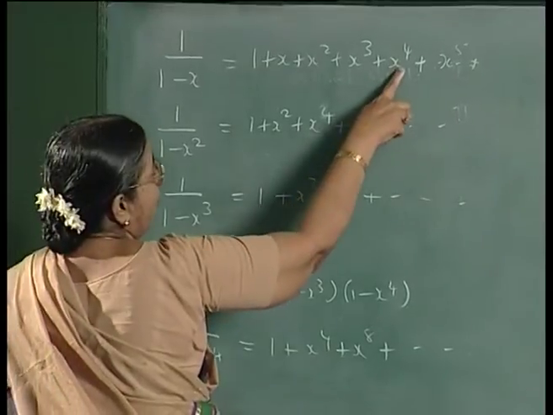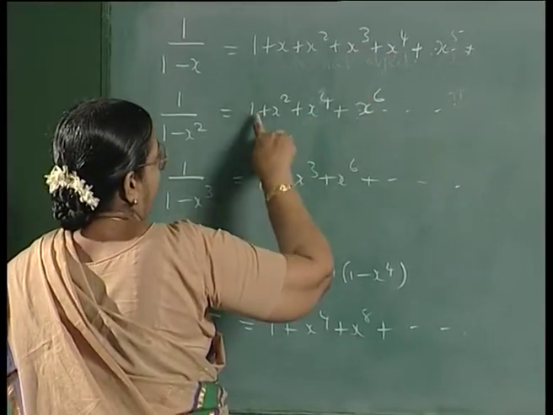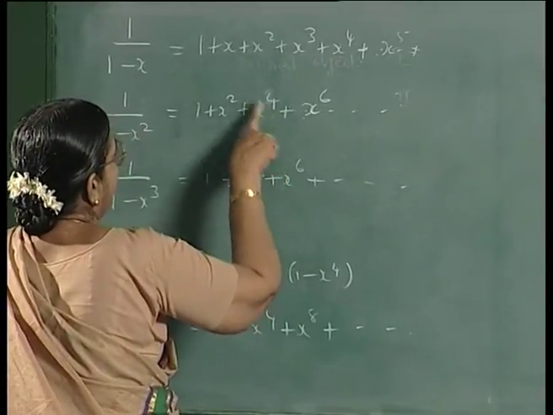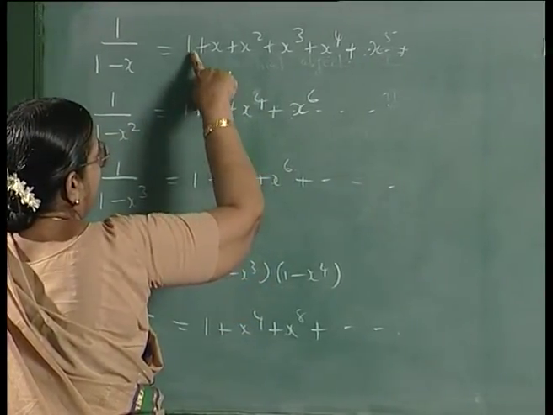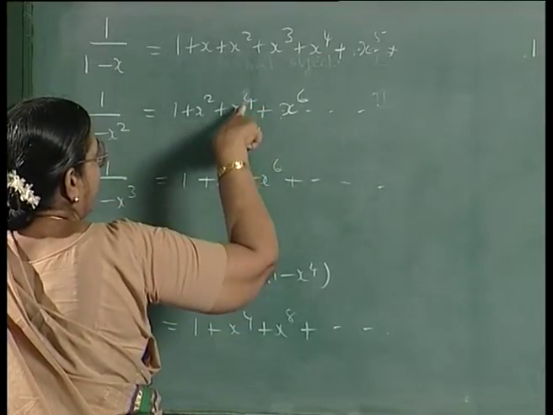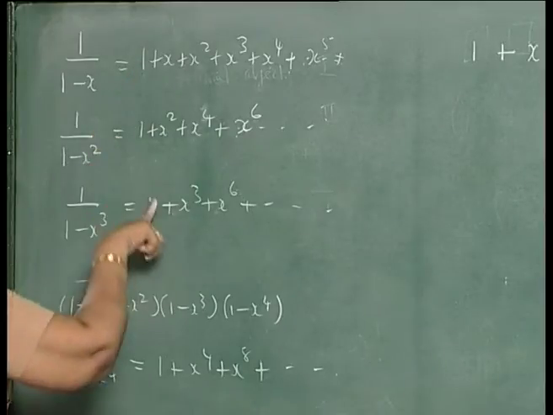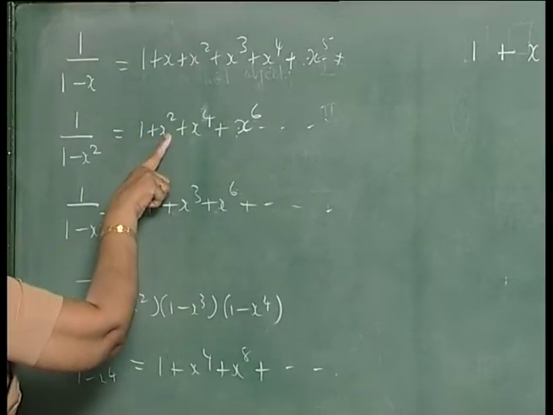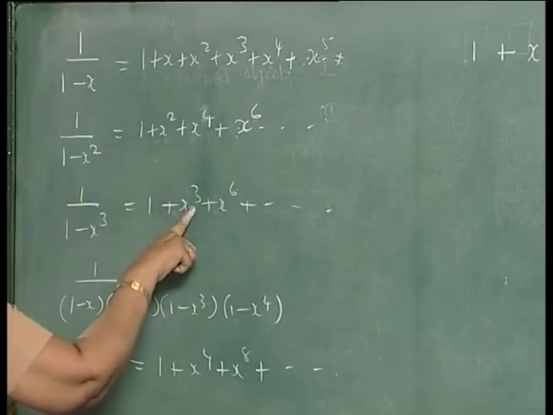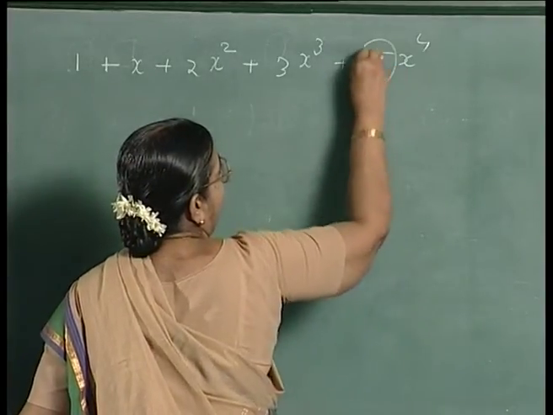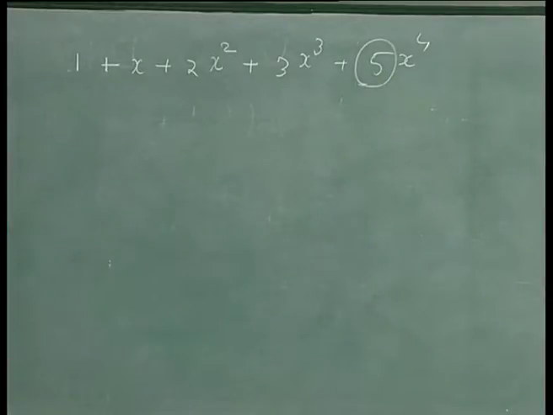What will be the coefficient of x power 4? You can take x power 4 from here and 1 from here, x power 4 from here, 1 here. You can take x squared and x squared from here. You can take x and x cubed from here. So, 5 ways of getting, and this 5 is the number of ways you can partition 4.